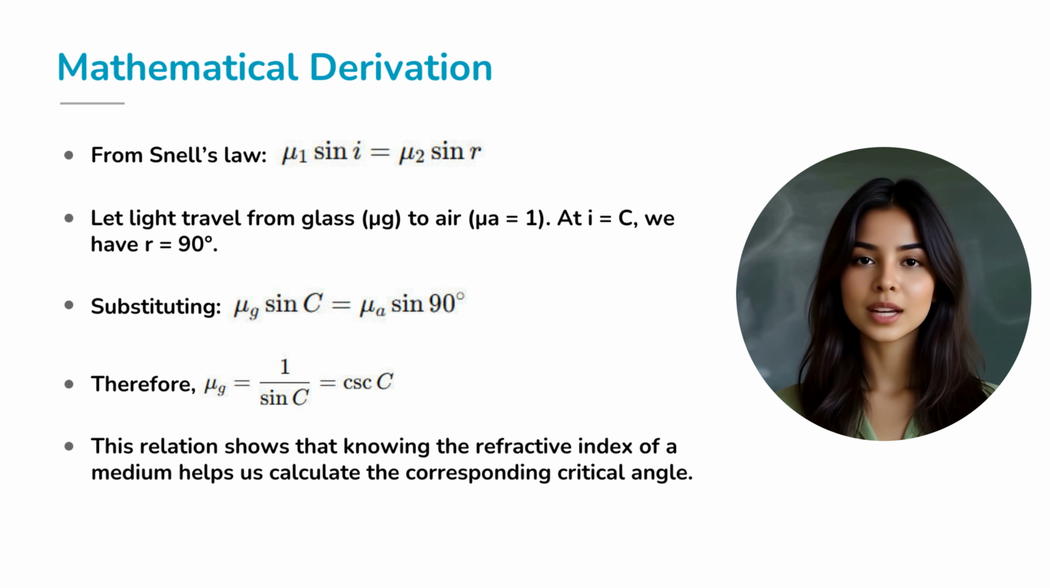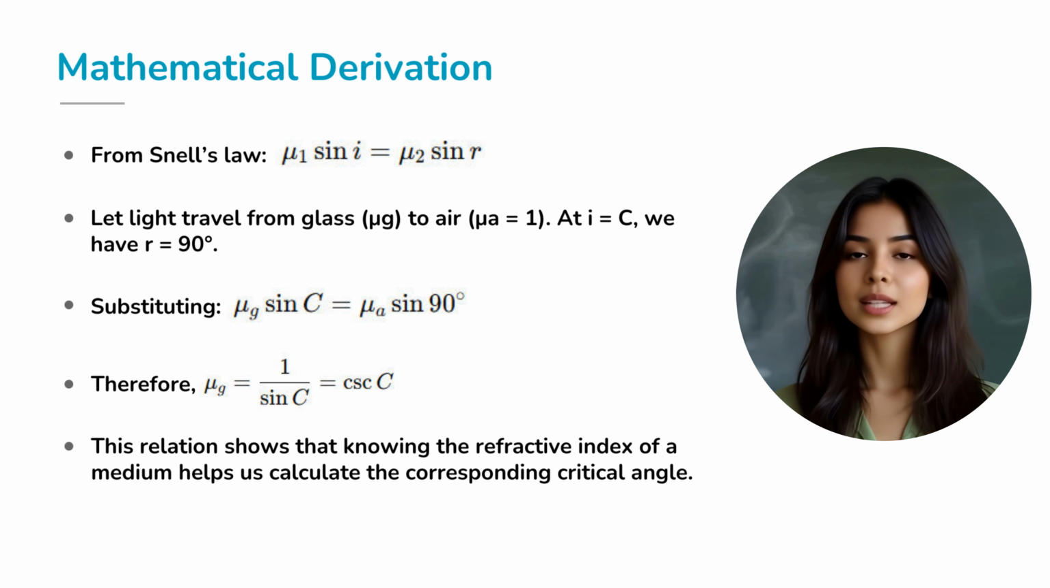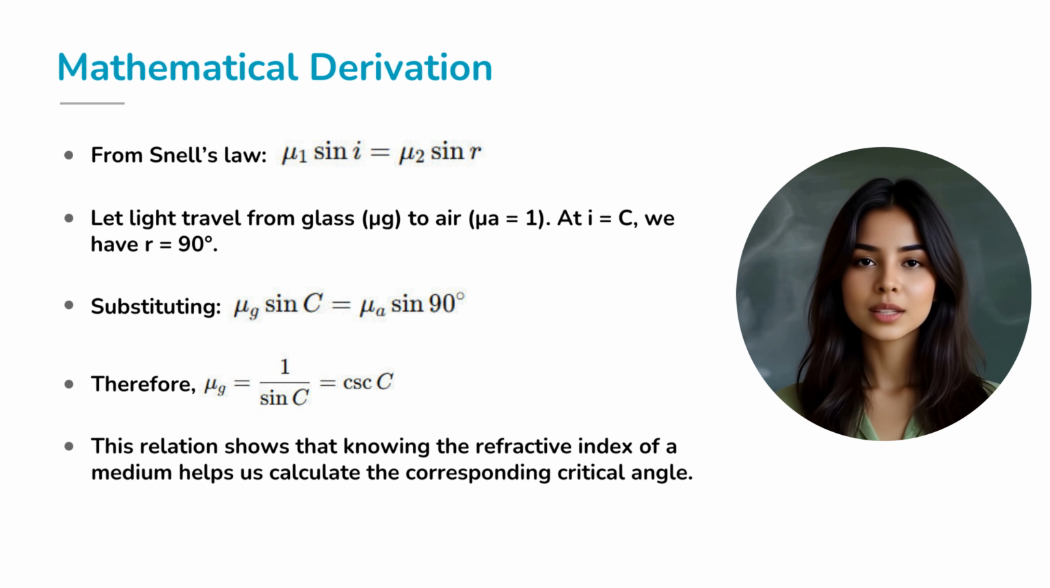But we know that sin 90 degrees is equal to 1. So the equation becomes μg multiplied by sin C equals 1. Therefore, μg equals 1 divided by sin C. And in another form, μg equals cosecant C. This shows that the refractive index of the medium is equal to the cosecant of its critical angle, a neat relation that directly connects the two quantities.